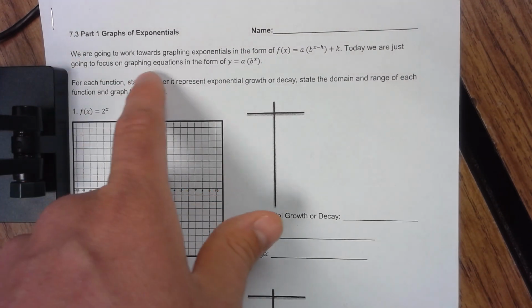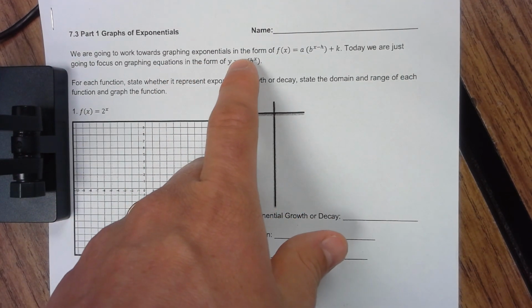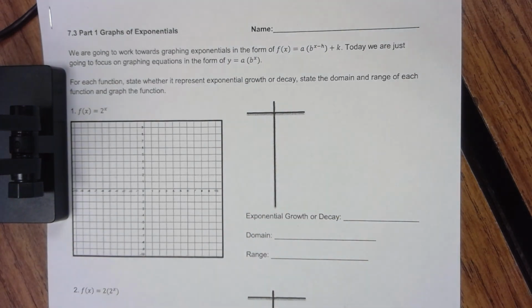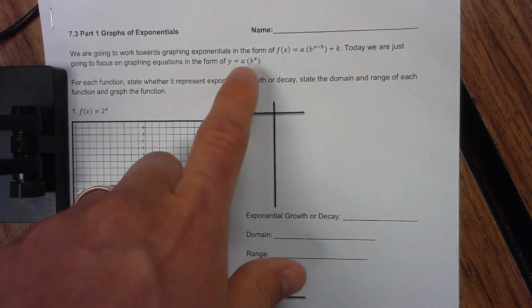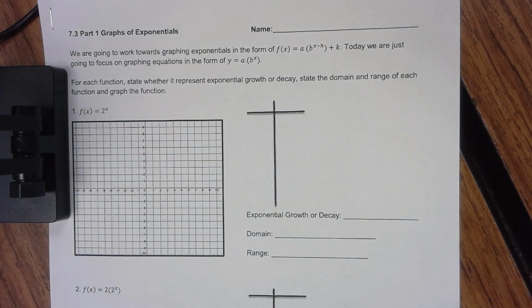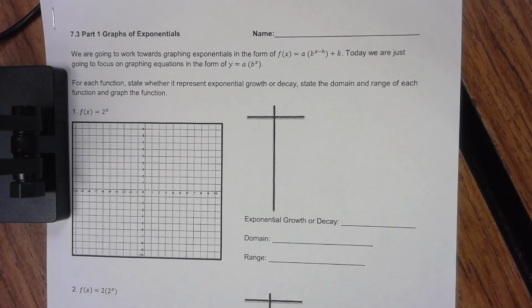So we're going to work towards graphing functions in the form of a times b to the power of (x minus h) plus k. But today, we're just going to focus on a times b to the power of x. And with a lot of graphs, we can come up with rules for how we graph those. I'm going to push us to make a table of values and plug things in and then just connect dots.